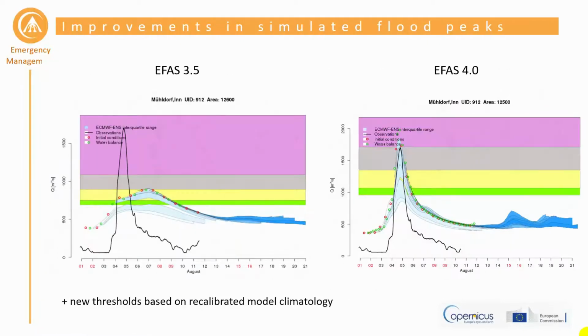This new calibration resulted, for instance, in significant improvements on simulated flood peaks in medium-sized catchments, both in terms of magnitude and timing. Here you can see an example of the River Inn at Mühldorf in Germany, for which the estimation of both the peak timing and magnitude for EFAS 4.0 to the right are significantly better than that for EFAS 3.5 to the left. In these figures, you can also see that the discharge thresholds have changed. Indeed, new thresholds for the 1.5, 2, 5, and 20-year return periods have been recalculated based on recalibrated model climatology.